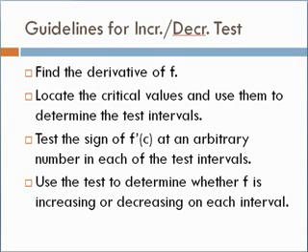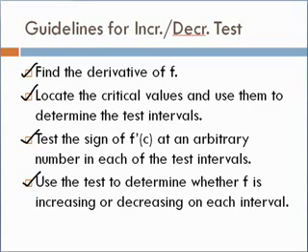Okay, so here are the guidelines. Given a function, the first thing you're going to do is find the derivative of it. Then you're going to locate the critical values, so you're going to look at zeros or where it's undefined. Then you're going to set up different intervals from your critical values. If I only have one critical value, then I'm only going to have 2 intervals to test. If I have 2 critical values, I'm going to have 3 intervals, and so on. And then you use the test: is the derivative positive or negative in those intervals?